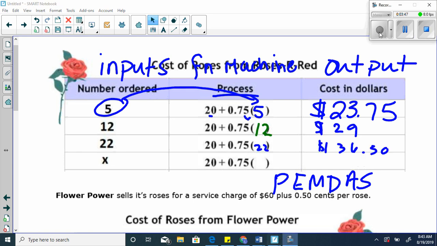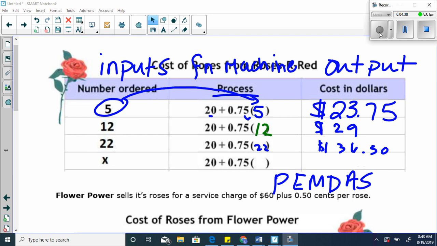Awesome. I agree. Okay. So we take those numbers, put them in our machine, or substitute them into our equation. If we order 12 roses, it's going to be 29 bucks. If we order 22 roses, it's going to be 36 bucks. Okay? So here, we're going to talk about this a lot in this class, a general rule. This X here, what does that mean, Ms. Cullen? Well, what is our general rule for however many we order? We can basically take any number and substitute it into our machine and get an output, any input and get an output.